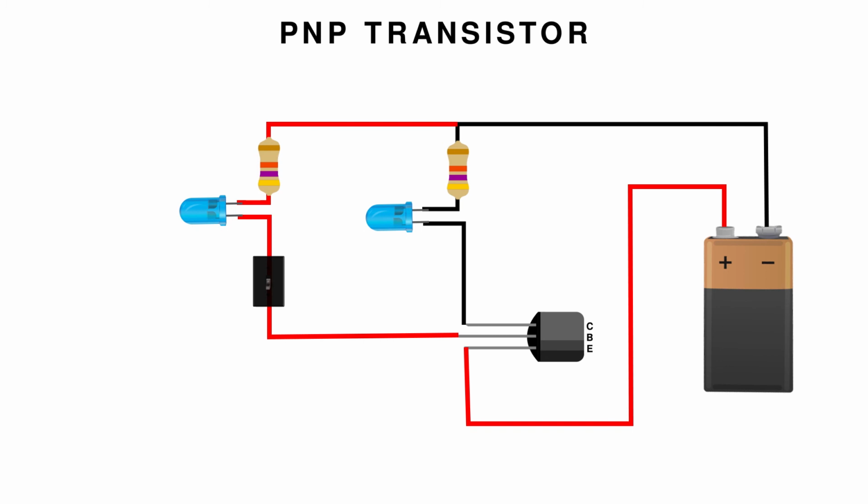Now let's see the PNP transistor. In a PNP transistor we also have 1 main circuit and 1 control circuit. In a PNP transistor, the battery positive is connected to the emitter pin, supplying 25 amp, and it gets divided into base pin 5 amp, and collector pin 20 amp. So in a PNP transistor, the current gets divided.